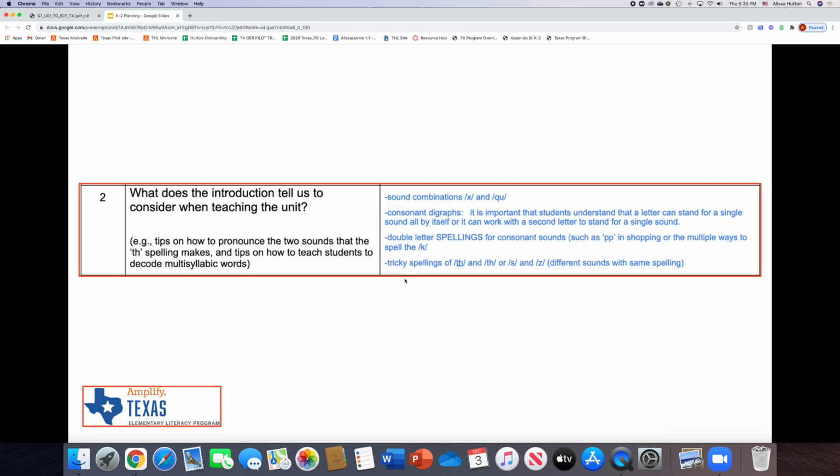I wanted to show which different pieces of information I chose to record and how. I just did a bulleted list of all those different explanations and hints that stood out to me that I wanted to make sure I focused on, including those consonant digraphs I just read through, but also things like tricky spellings for the v and the f sound, because they're spelled the same way, but they make different sounds. So I'm going to want to make sure I spend some time with my students explaining that.